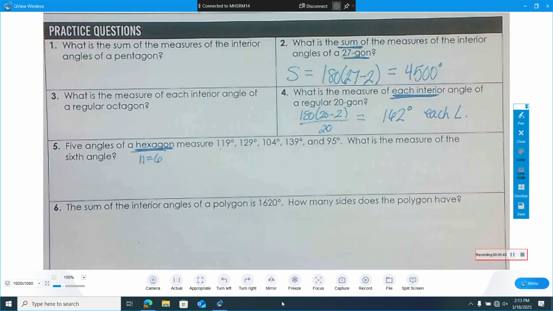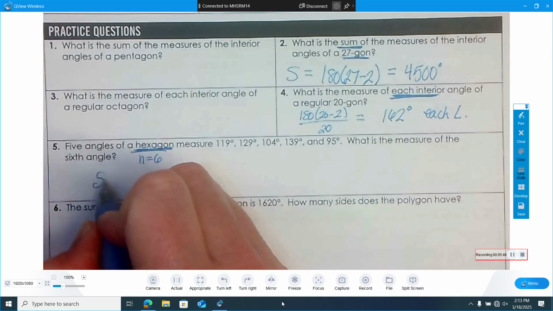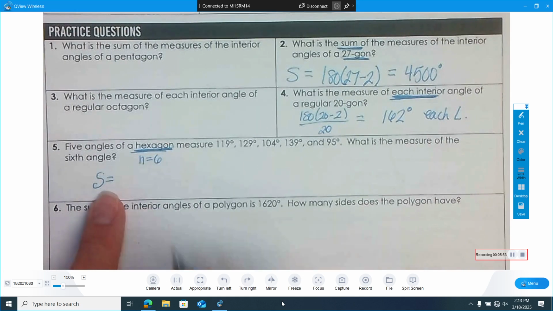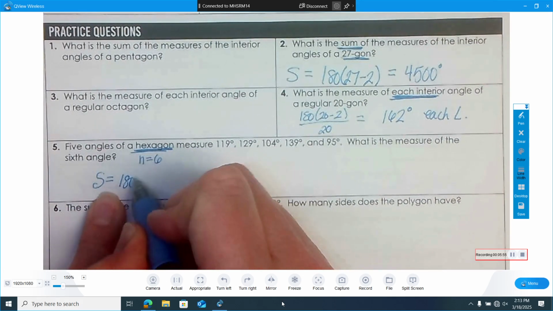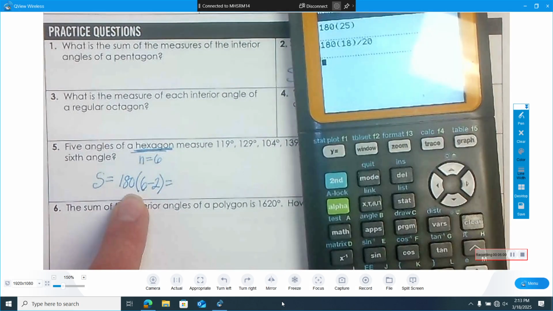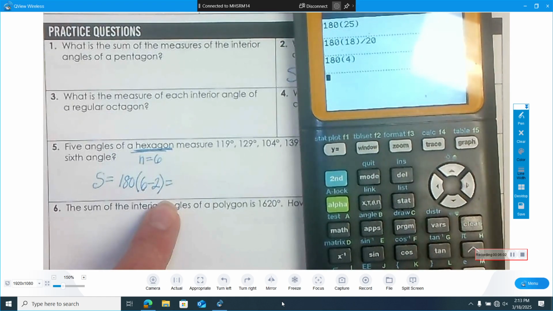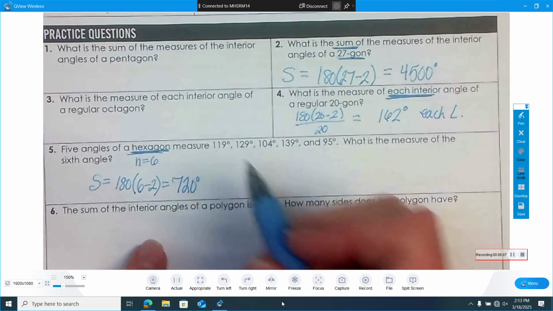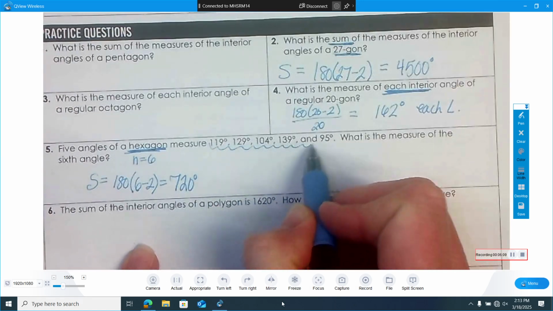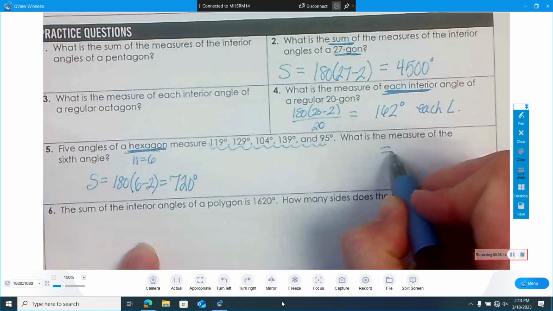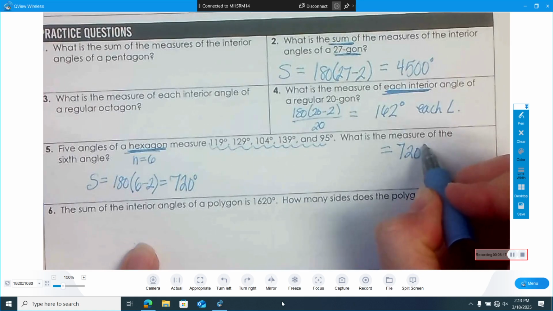What do you suppose we need to know in order to find out that last angle measure? How much angle? The total. We need the total number of degrees. So we need the sum of the interior angles, the total number here. So what should I write? 180 times 6 minus 2, 180 times 4, which is 720 degrees. So all of these angles added together equals 720. And they should all equal 720 degrees.